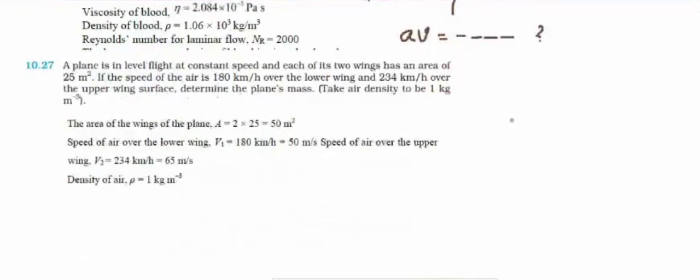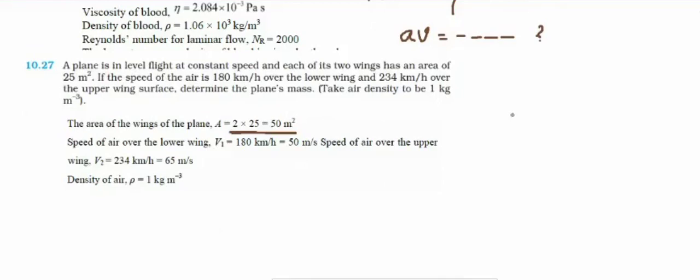Then question 27. A plane is in level flight at constant speed and each of its two wings has an area of 25 meters square. Therefore, the total area, there are two wings, is 50 meters square. If the speed of the air is 180 km per hour over the lower wing and 234 km per hour over the upper wing surface, determine the plane's mass.